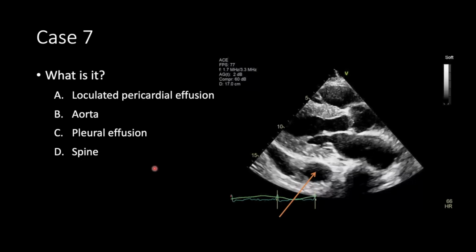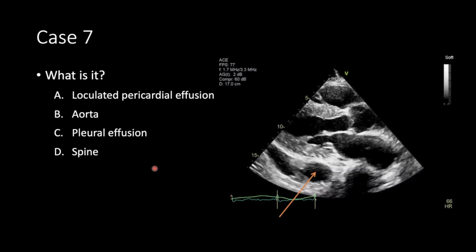No? Okay, aorta? Does anyone think it's aorta? No? No one seems to be nodding. Okay. Does anyone think it's a pleural effusion? Few people nodding, maybe. Okay. Does anyone think it's a spine?